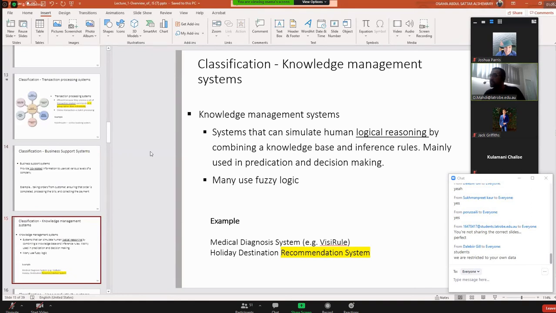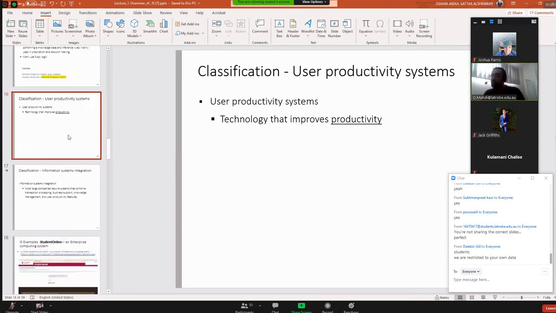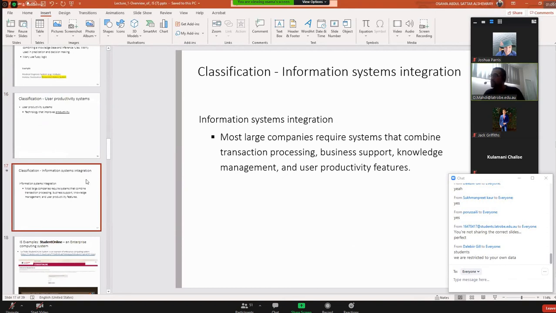Knowledge management systems are systems that can simulate human logical reasoning by combining a knowledge base and inference rules. For example, a medical diagnosis system could be an example of a knowledge management system as well. User productivity systems are technology that improves productivity of any information system. So these are just, in brief, the classification of information systems.